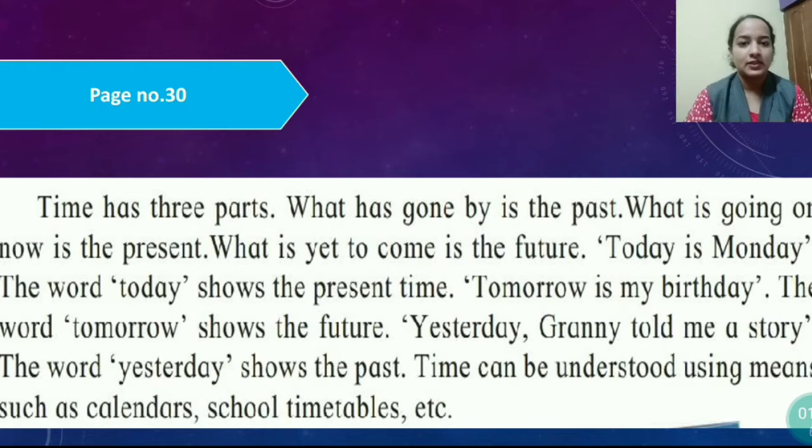Time has 3 parts. What has gone by is the past. What is going on now is the present. What is yet to come is the future. Today is Monday. The word today shows the present. Tomorrow is my birthday. The word tomorrow shows the future. Yesterday, Granny told me a story. The word yesterday shows the past. Time can be understood by using means such as calendars, school timetables, etc.